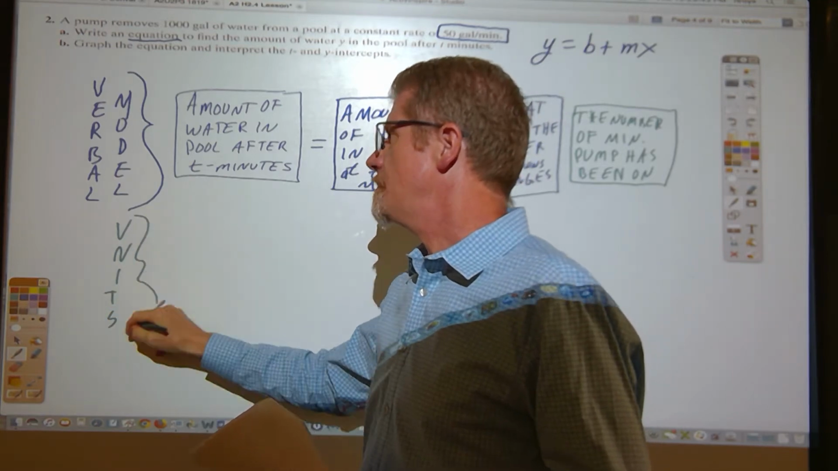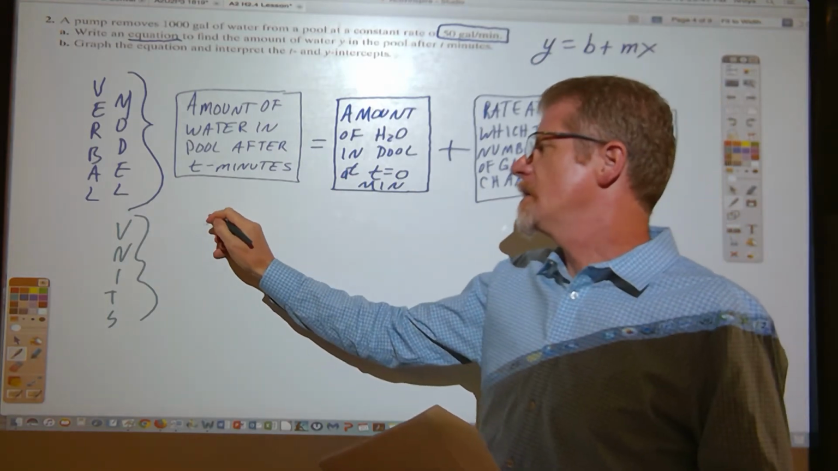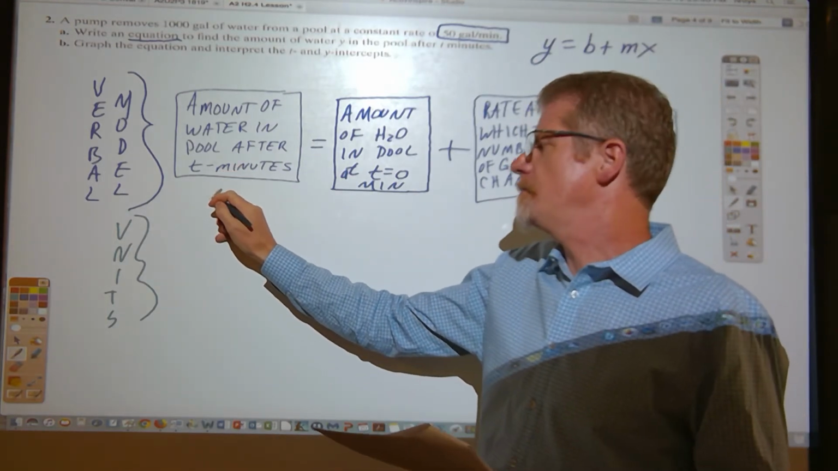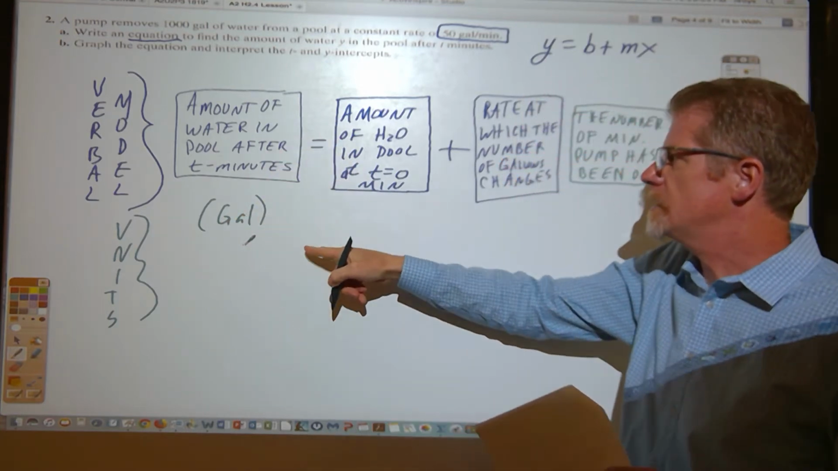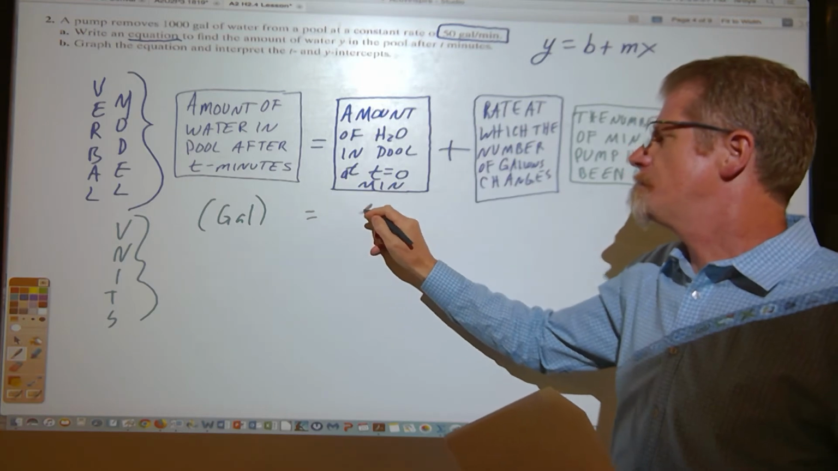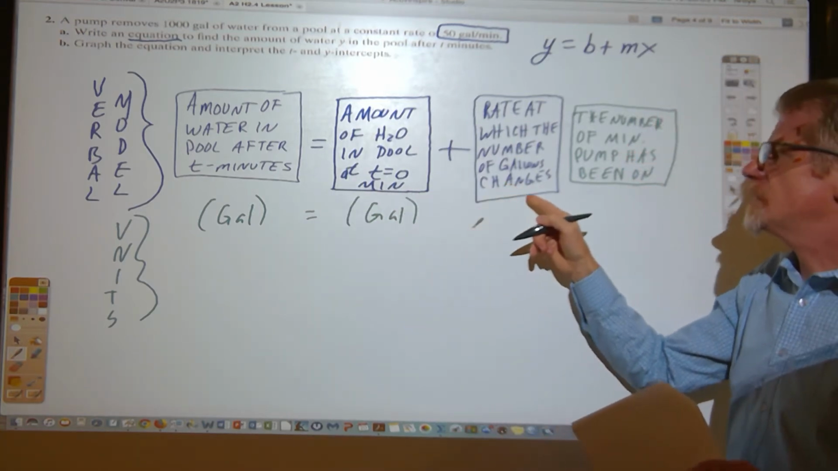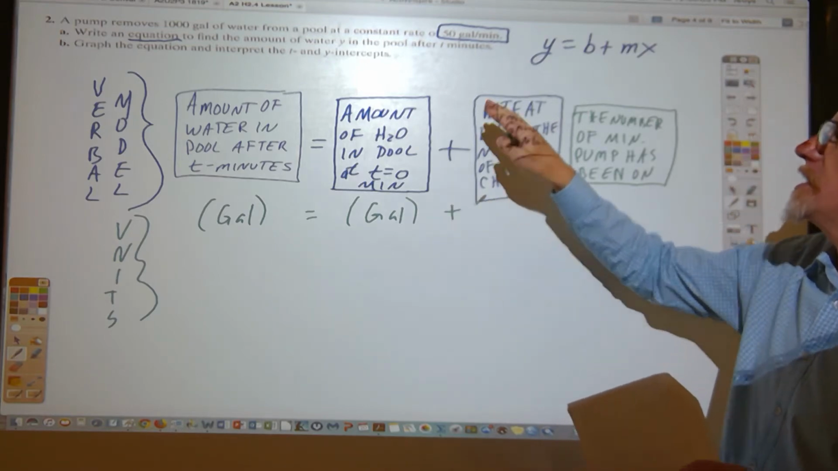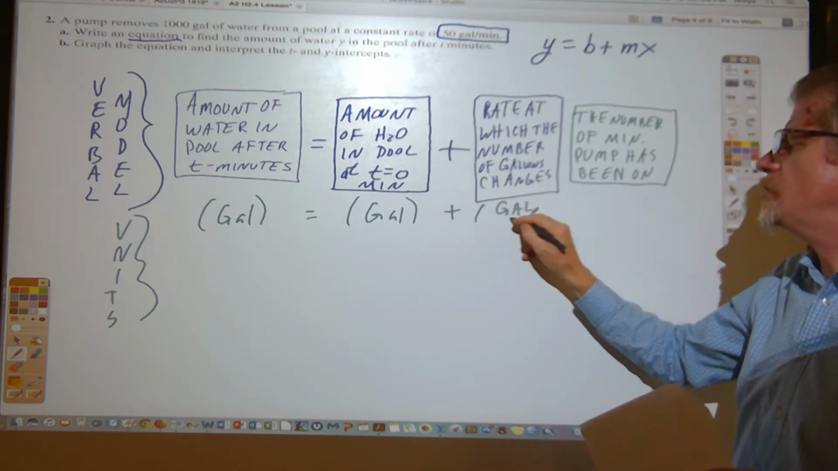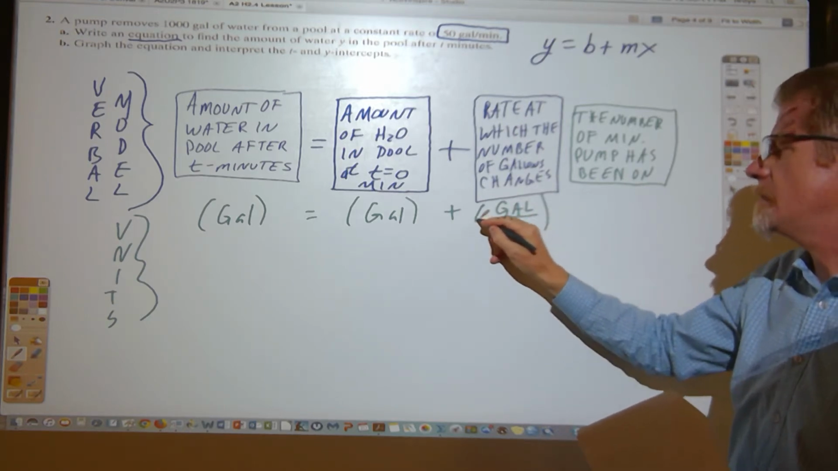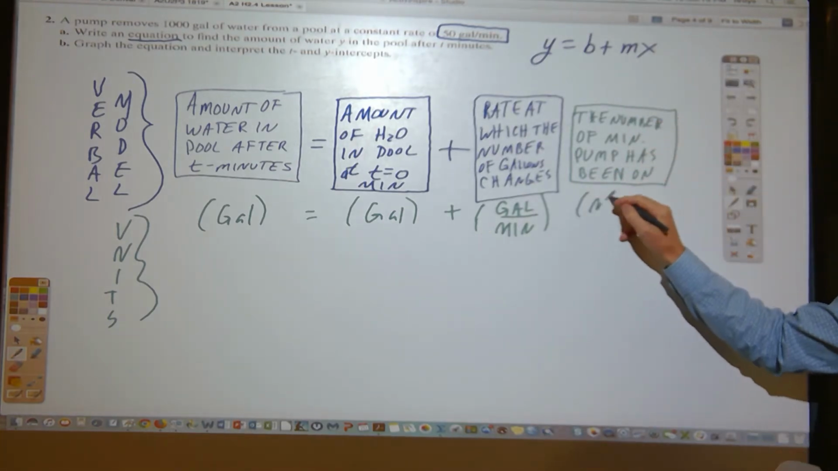Units. Let's just examine the units. The amount of water in the pool after t minutes, so that's going to be measured in gallons. So under this first box, just write GAL. We'll measure water in gallons. The amount of water in the pool at the beginning will be measured in gallons. The rate at which the number of gallons changes, you can see it right here, it's in gallons per minute. So write a fraction with gallons in the numerator and minutes in the denominator. And minutes are measured in minutes.